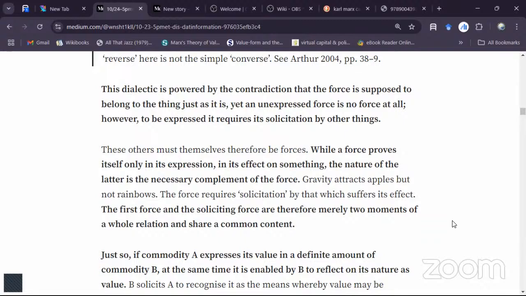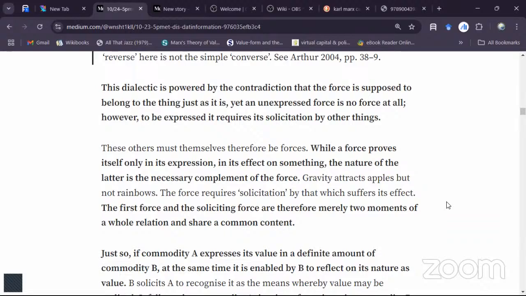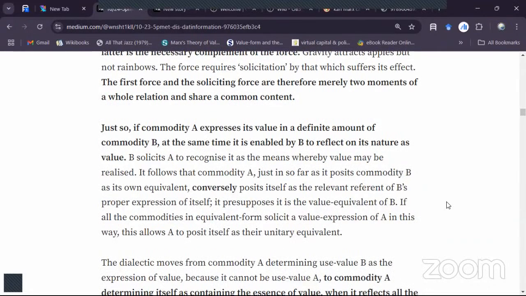This is, in another philosophical tradition, what situation means. These things become situational. Just so, if commodity A expresses its value in a definite amount of commodity B, at the same time it's enabled by B to reflect on its nature as value, B solicits A to recognize it as the means whereby value may be realized. This is just a better choice.